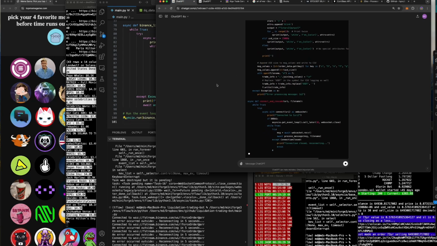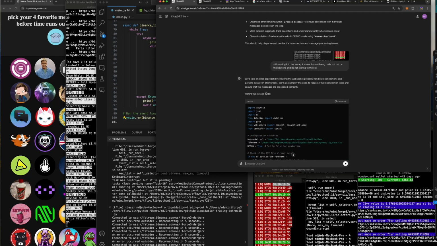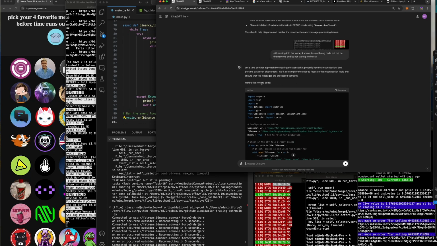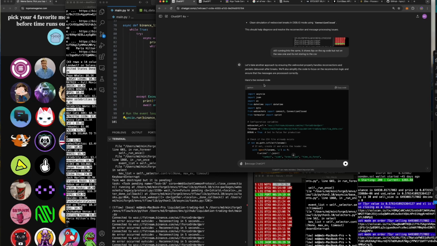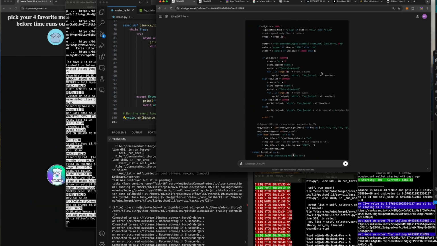Okay, so here you can see it's still outputting. I like this new flow we got because now it's never stopping. Let's take another approach by ensuring the WebSocket properly handles reconnections and persists state after data breaks. We'll also simplify it. Okay, here it is. Let's see if it went ahead and fixed it.